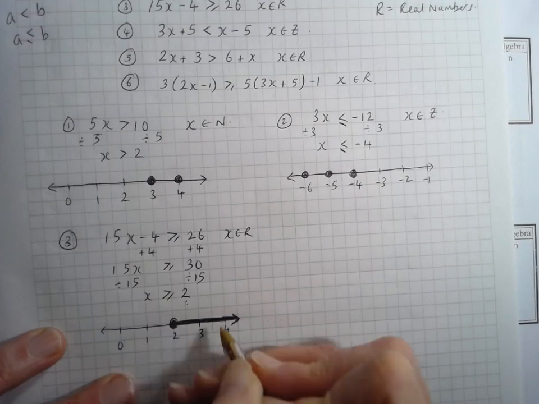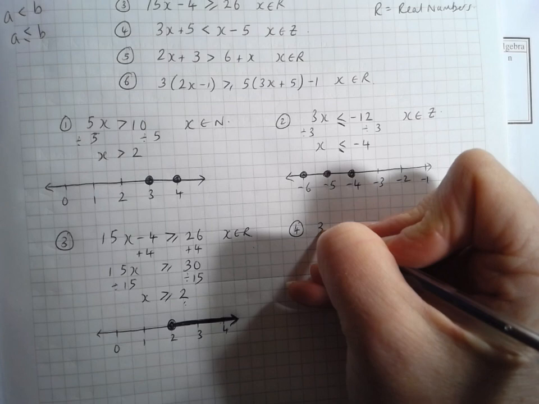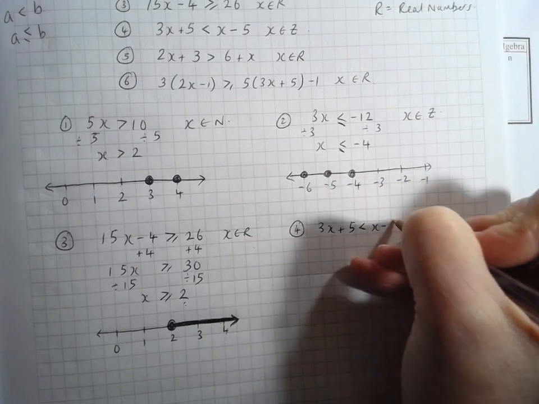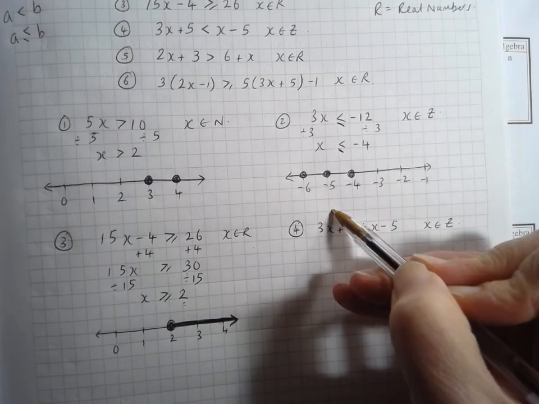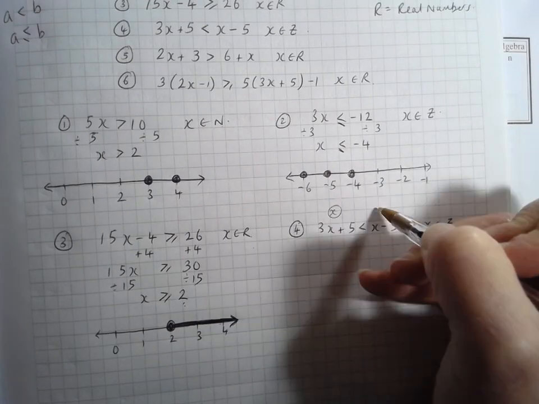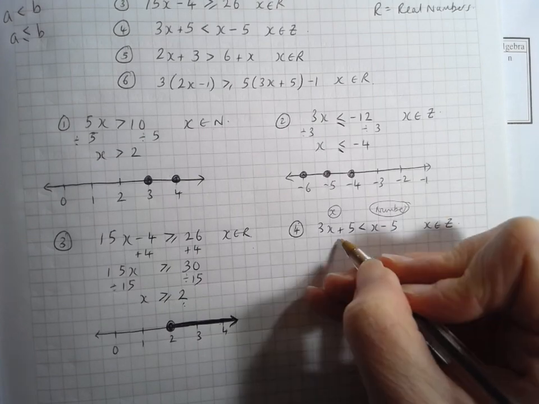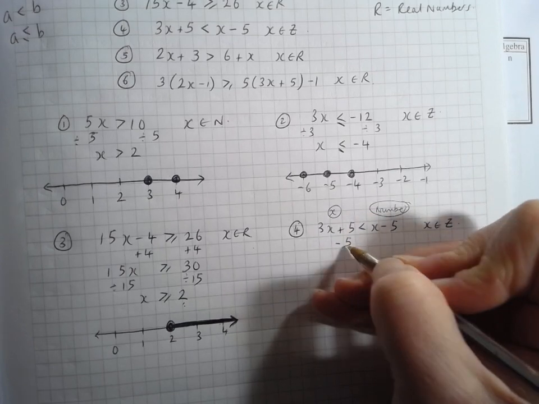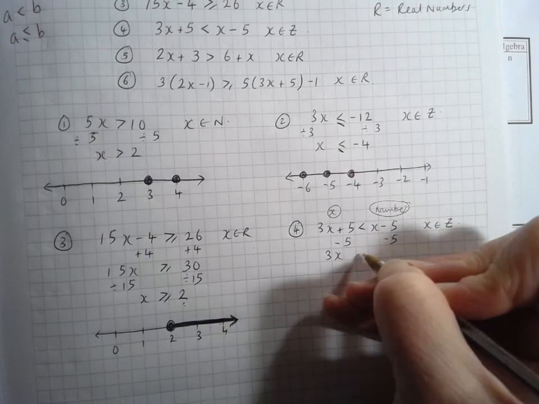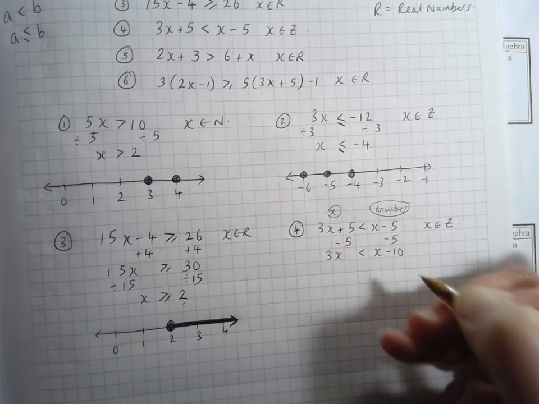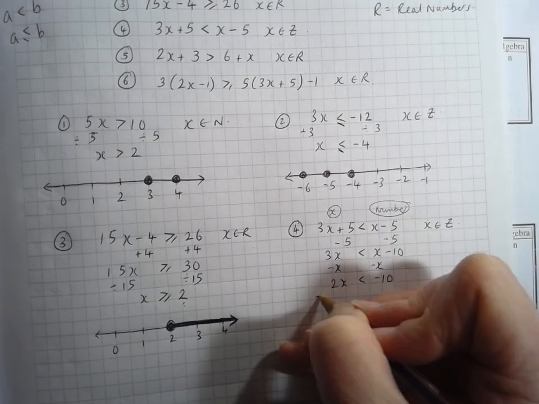Question 4: 3x plus 5 is less than x minus 5. So this is really getting a bit nasty now. I want my x's on one side and my numbers on the other side. First of all, I'm going to get rid of this plus 5 by subtracting 5. If I subtract 5 here, I have to subtract 5 here. So I now have 3x is less than x minus 10. I don't want this x here, so I'm going to subtract x from both sides. 2x is less than minus 10. Now I'm going to divide by 2. So I have 1x is less than minus 5.